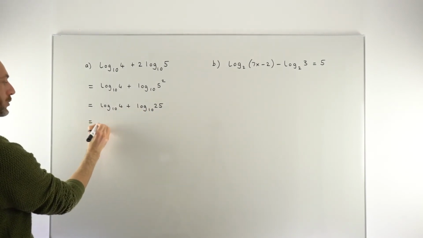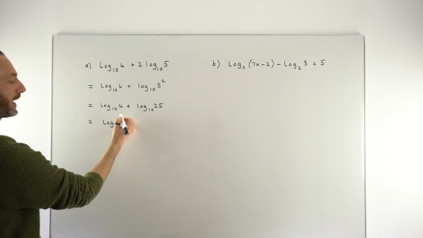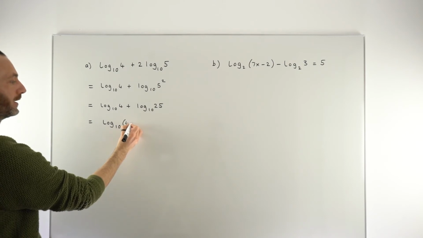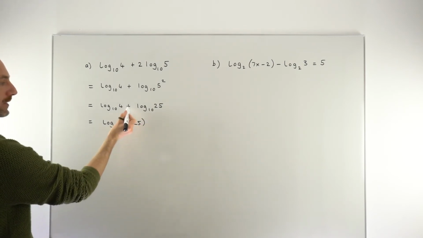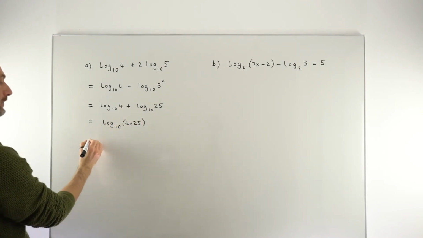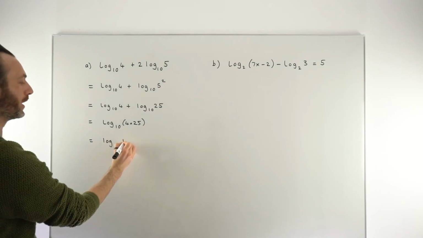Like this, we can merge into one single log term, keeping the base of 10, and we're going to get 4 times 25, okay? So that's how that rule works. If it's a plus, you make it into a times. If this was a minus, you make it into a divide. So this is going to become the log to base 10 of 100.